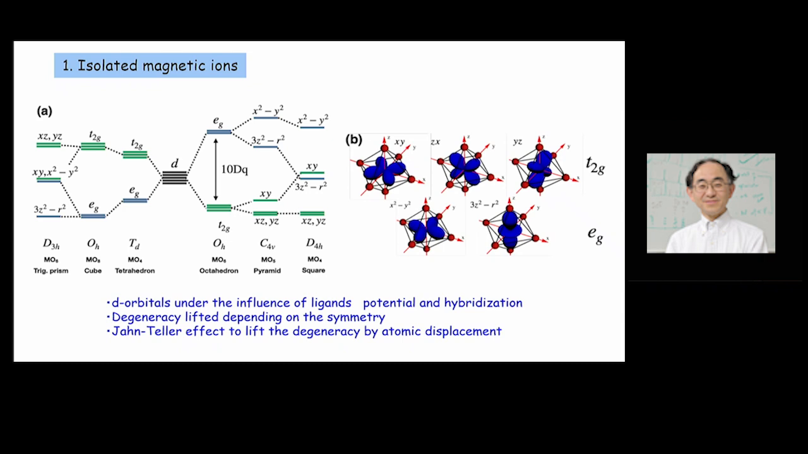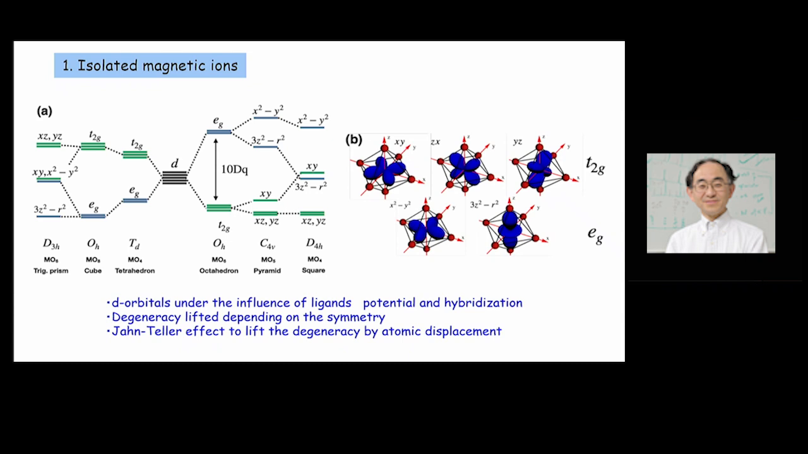But usually the energy cost of the distortion is distortion squared. So distortion squared is always defeated by the linear term with respect to the energy gain, right? So for example, if you have only one electron in these eg orbitals, then this one electron is occupying the lower level once you have this symmetry-lowering distortion. So this is the so-called Jahn-Teller instability. So the degeneracy always gives rise to some instability towards a distortion to a lower symmetry. So that is the Jahn-Teller effect.